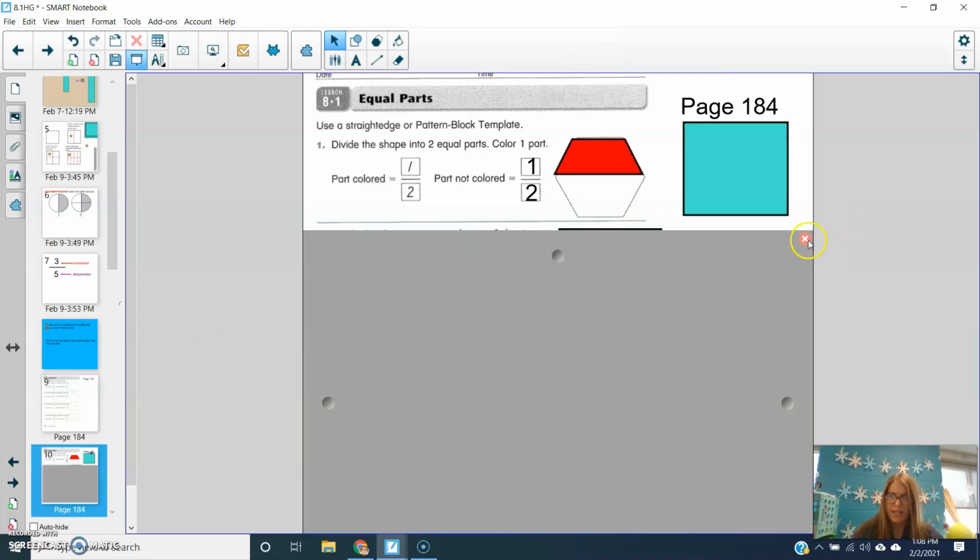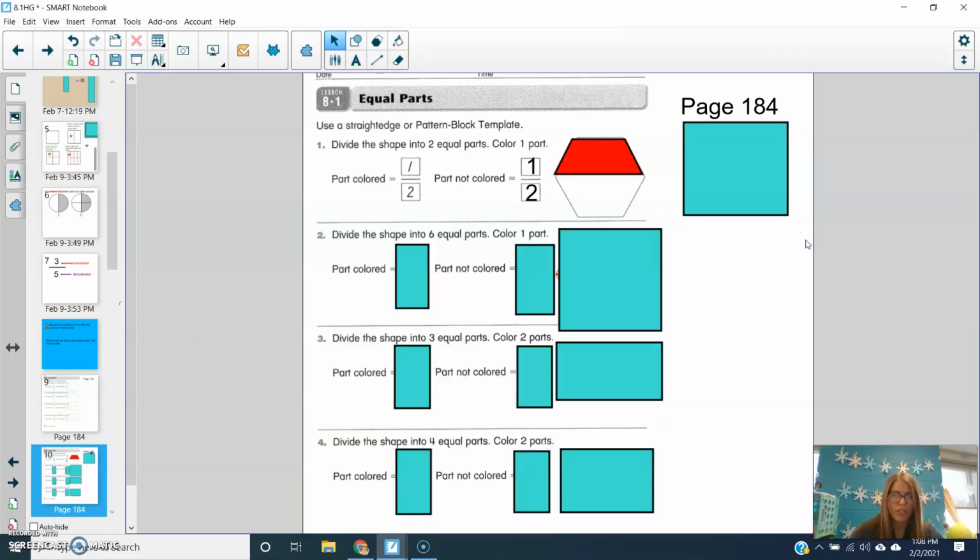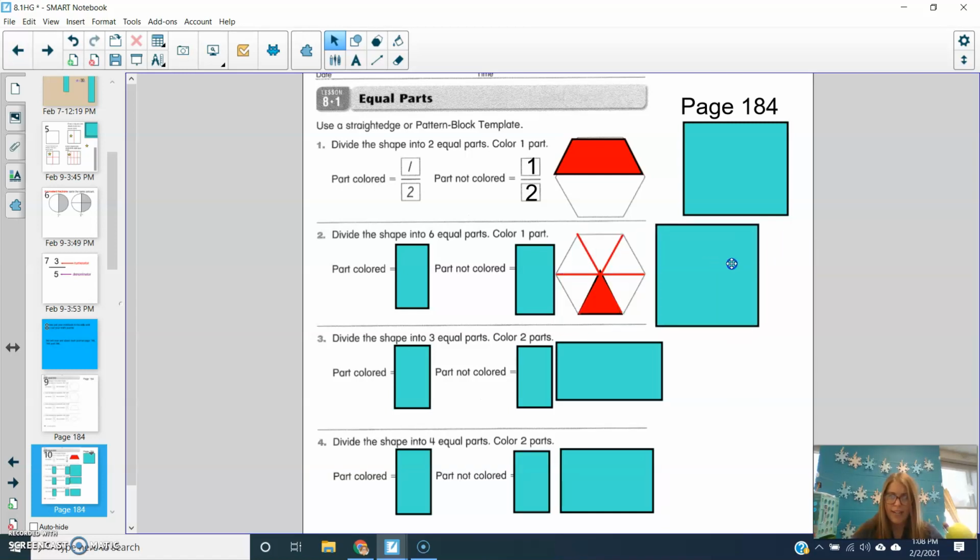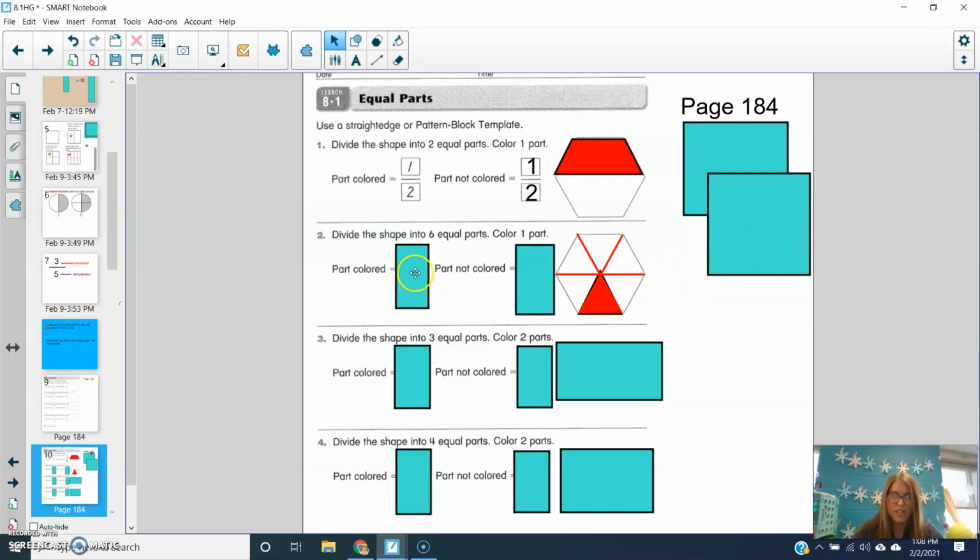All right, we'll start talking about our problems, and if at any time I'm going too fast, pause as often as needed. So for this first one, we divided it into 6 equal parts. Notice how I colored in one of the parts. So the part that's colored would be 1/6, because 1 out of a total of 6. And the part that's not colored would be 5/6.